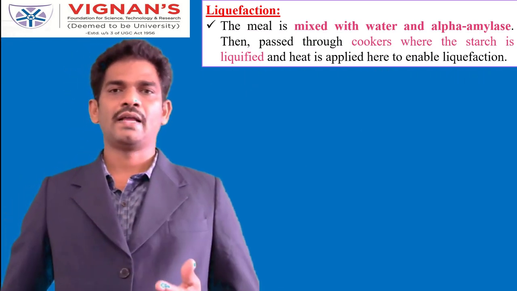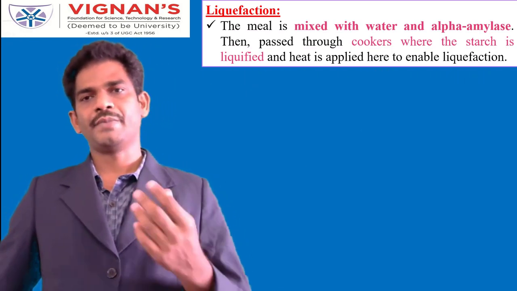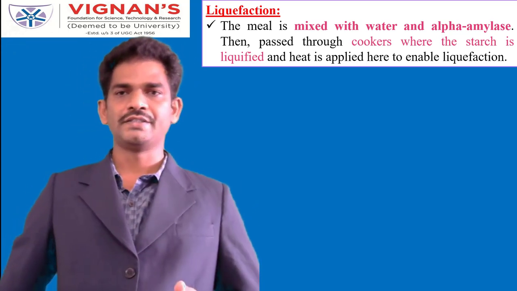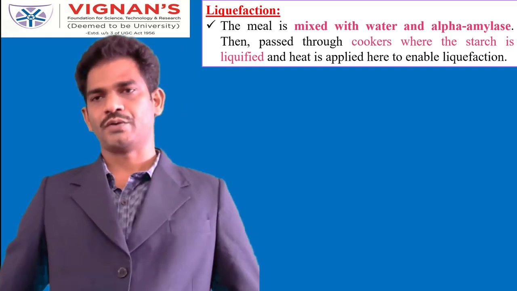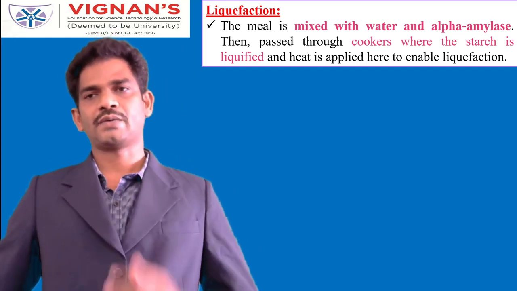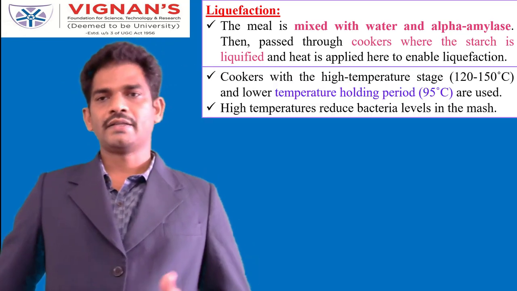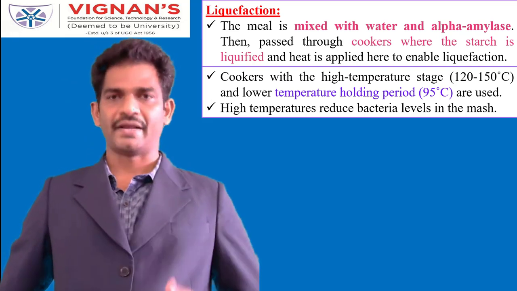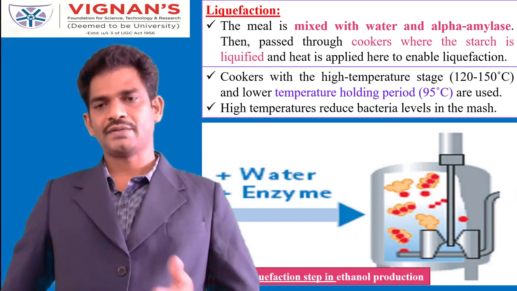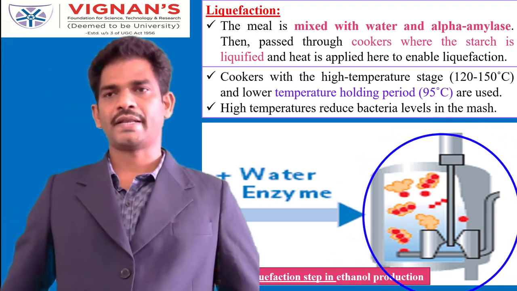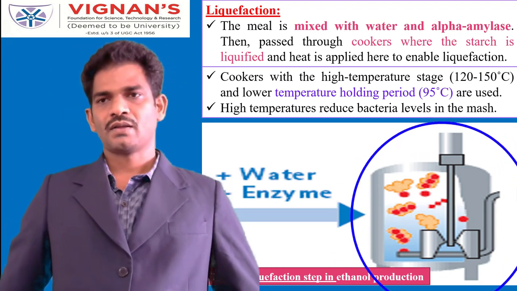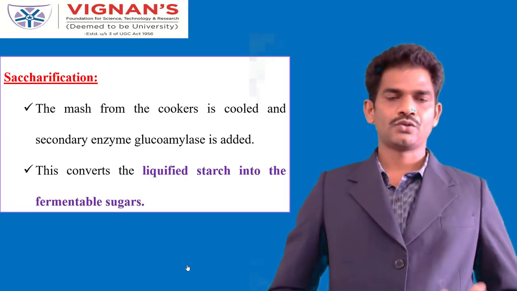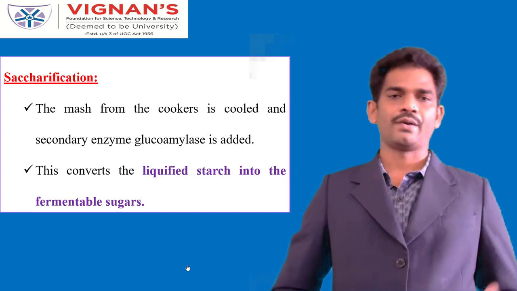And the second one is liquefaction, where the meal is mixed with water and enzymes. So we can add the amylase enzyme and we can apply heat also. This liquefaction stage requires the application of heat, and this high temperature also reduces the bacterial level in the mass. So we can carry out the liquefaction stage in any vessel: we can add the water and amylase and boil it. By the boiling process, by applying heat, the enzymes can carry out the hydrolysis.